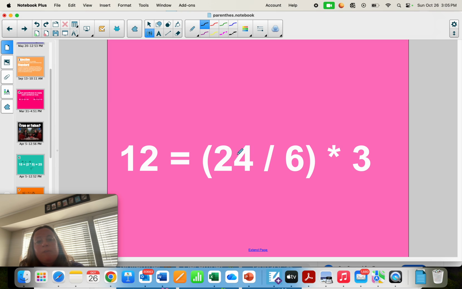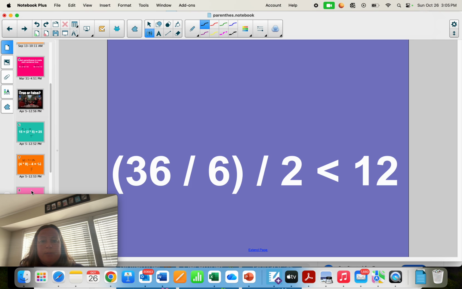Okay, well, we know that the 24 divided by 6, well, that's in parentheses. So I have to think, okay, what times 6 is 24? How many 6's give me 24? Well, 24 divided by 6 is 4. So I'm going to put 4 on top. I don't need anything with that 12 because remember, that's my answer. So 4 times 3. All right, 4 times 3 is 12. All right, that one is true. We would go ahead and put a T for that one. Okay, so as long as we're doing the parentheses first, we will be good to go.